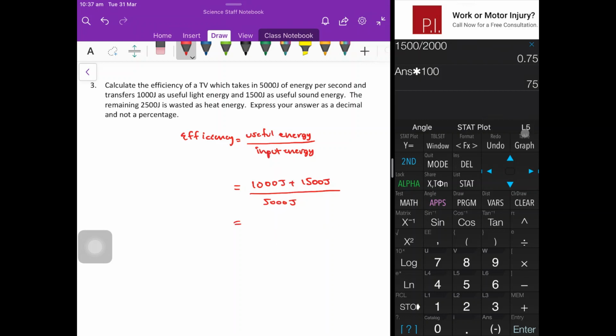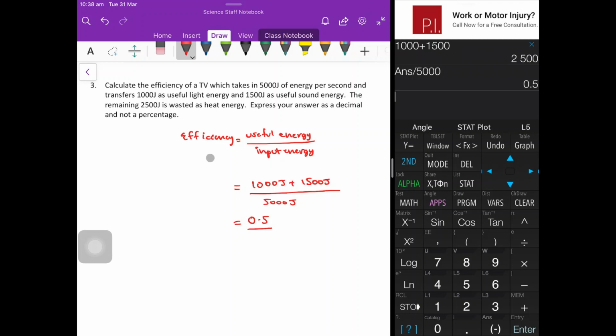And now we can go to our calculator and we can solve. Let's do the top line first. Let's go 1,000 plus 1,500 equals 2,500, divided by 5,000. There we go. Our answer is equal to 0.5. Now, why have I left my answer as 0.5? Because the question says express your answer as a decimal and not as a percentage. So we've finished the question. This is everything they've asked us to do.